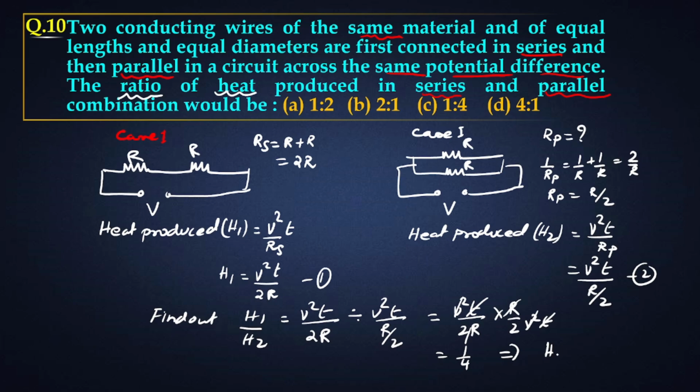So what is the answer? The heat produced in series to the heat produced in parallel is in the ratio of 1:4. So which is the correct answer? C is the correct answer.